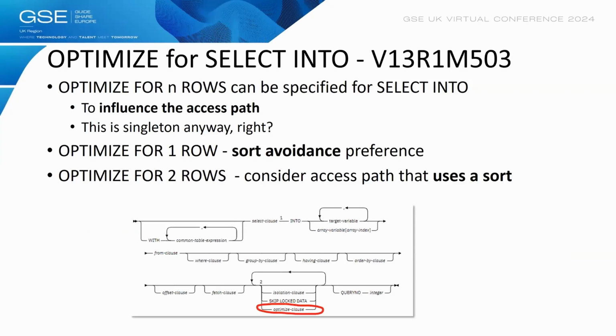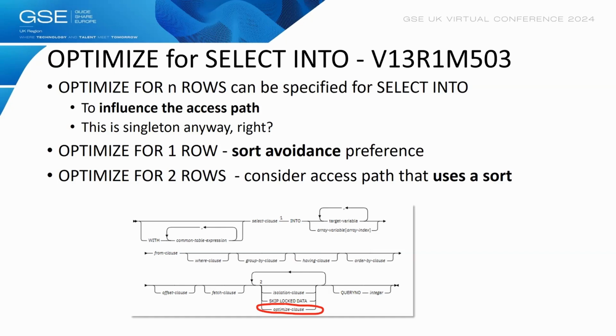Another feature in 503, another small SQL enhancement: the optimize clause for select into. So optimize for n rows is now allowed for select into, and the reason is to influence the access path. I was a bit confused, because we are talking about a singleton, right? I just want one row.